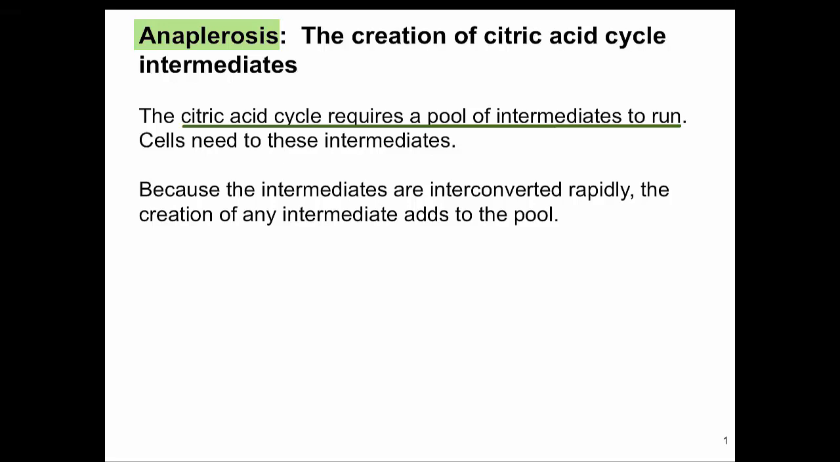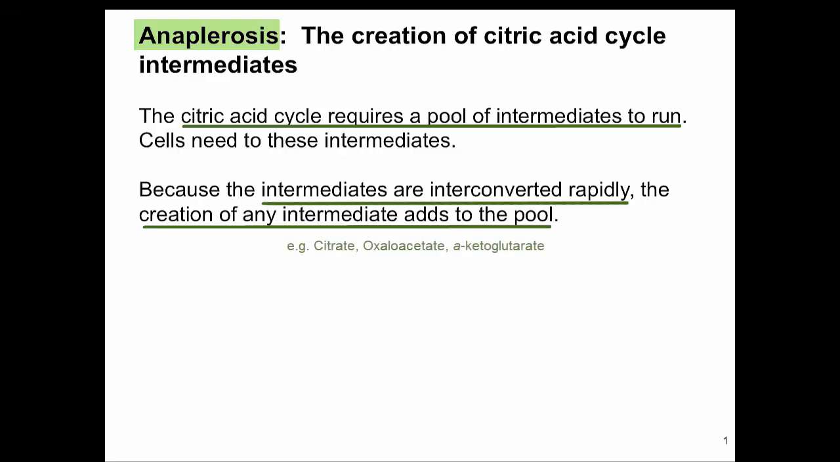Now, because the intermediates are interconverted rapidly, making any one intermediate is sufficient for anaplerosis. So the creation of citrate or oxaloacetate or alpha-ketoglutarate are all equivalent. It's important to distinguish between open and closed citric acid cycles.